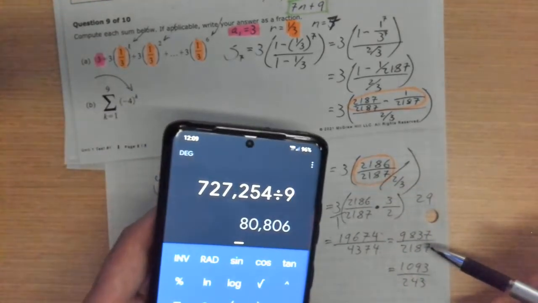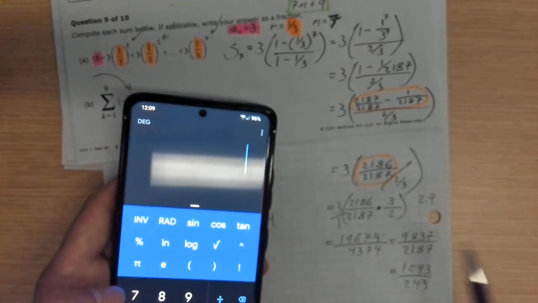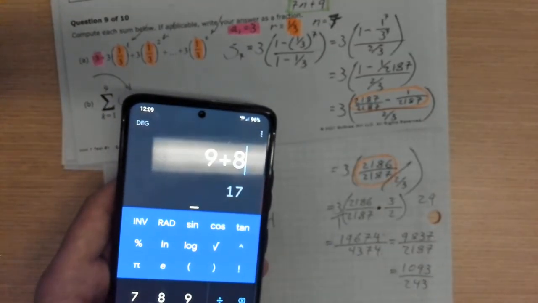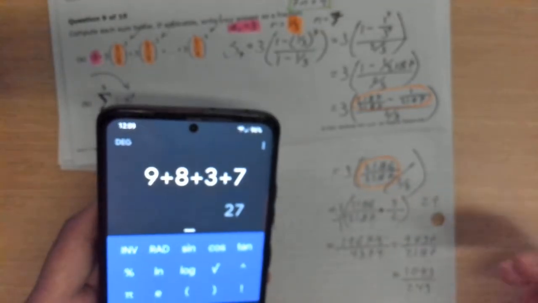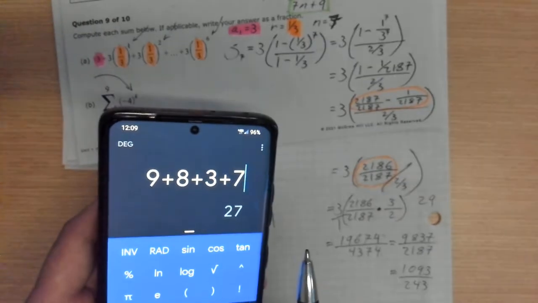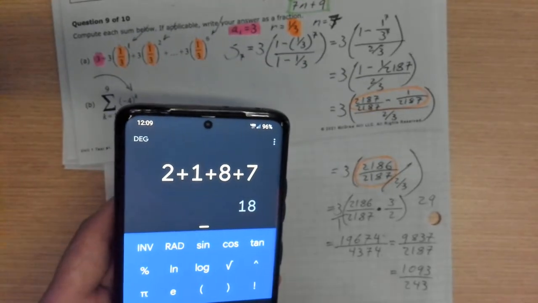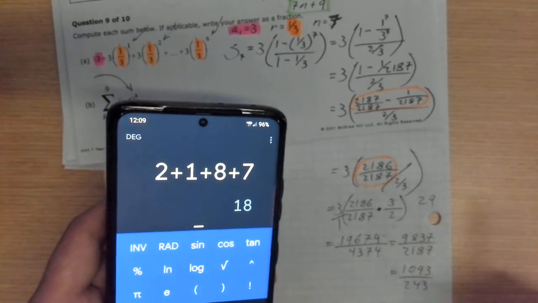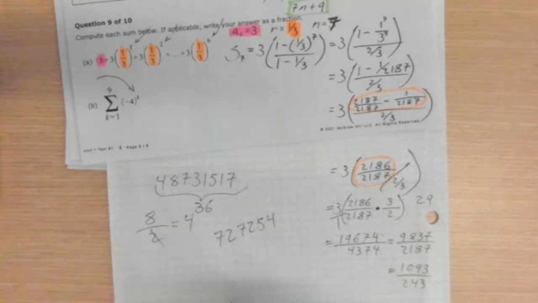So that's what I did for these numbers when I got them. I was like, well, let me check if they're divisible by 9. So I did 9 plus 8 plus 3 plus 7, and I got 27. So I knew the top is definitely divisible by 9. I did the same thing for the bottom. 2 plus 1 plus 8 plus 7, and I got 18. Is 18 divisible by 9? It is. So I knew the bottom was definitely divisible by 9.